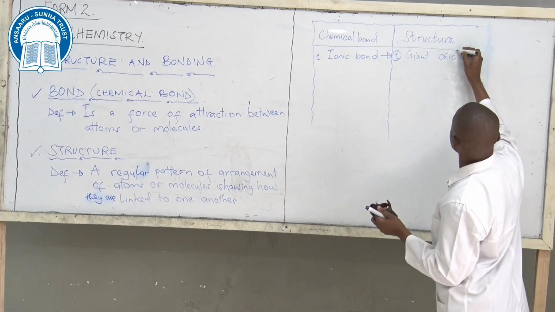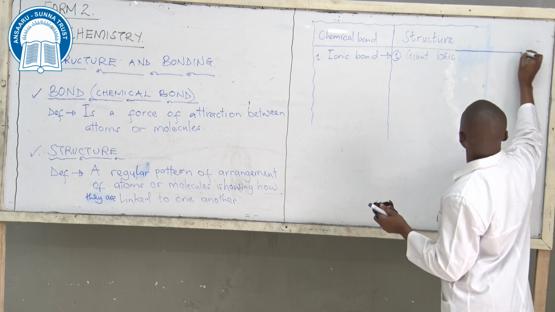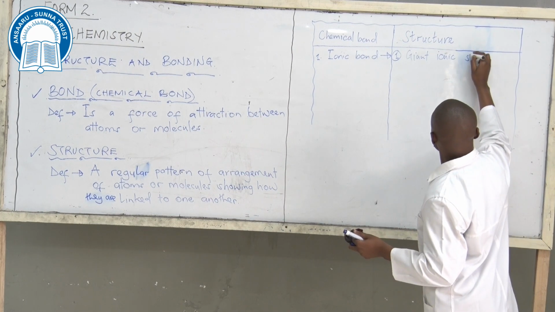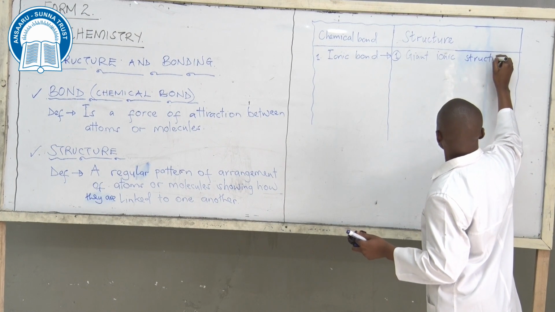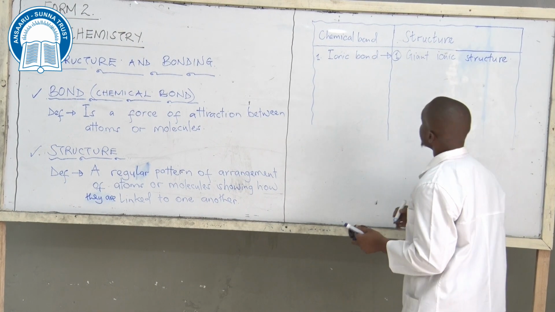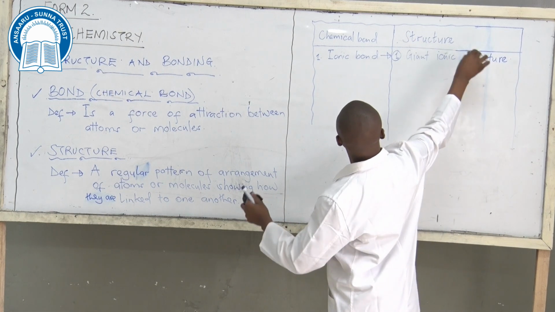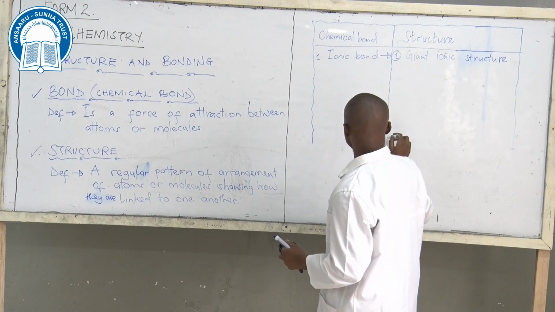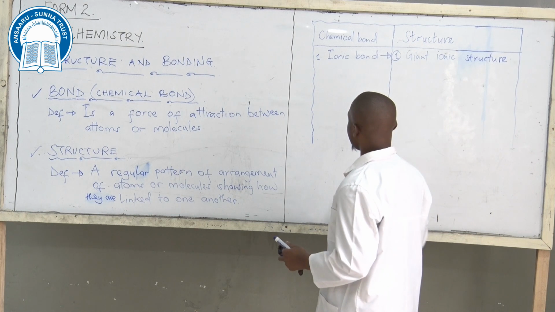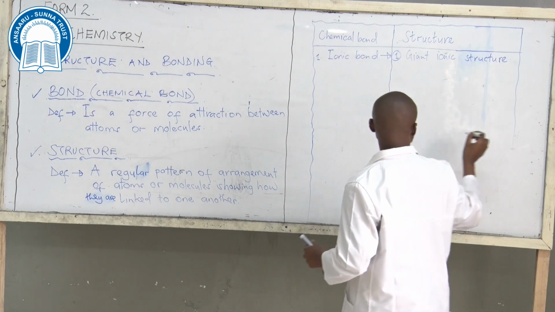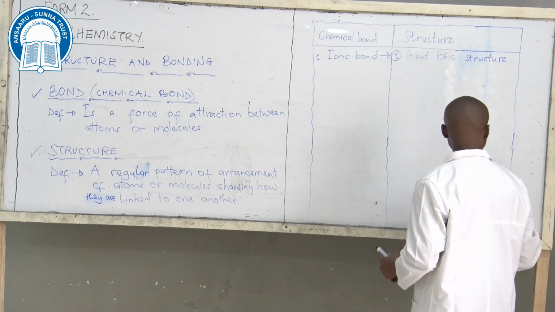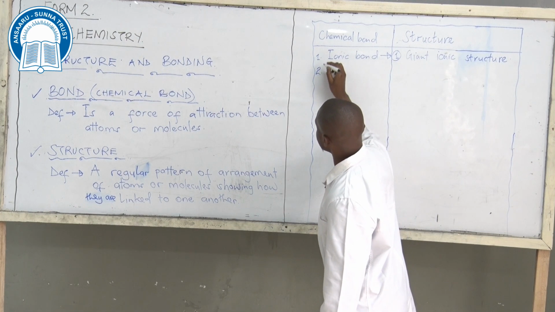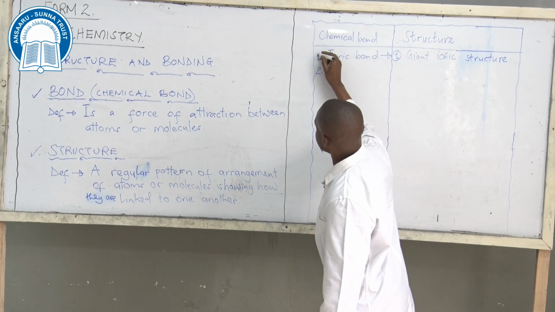It looks like my ink is fading when exposed to air. So we're seeing giant ionic structure. In giant ionic structure, we always find ionic bond. Where we have ionic bond is where we have the ionic structure. So if you have any compound that has a structure known as giant ionic, then the bonds inside are just but what? Ionic bond.